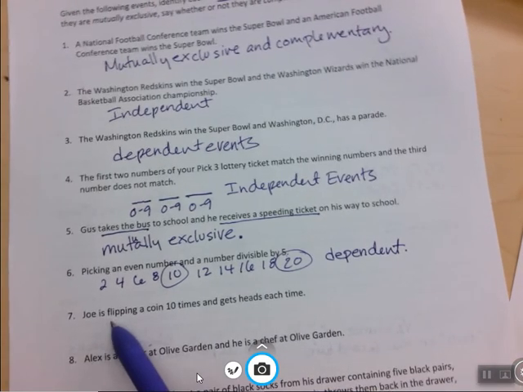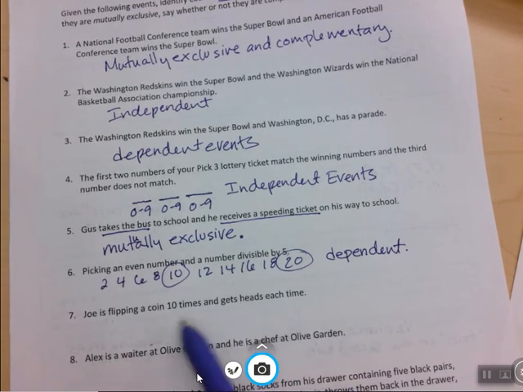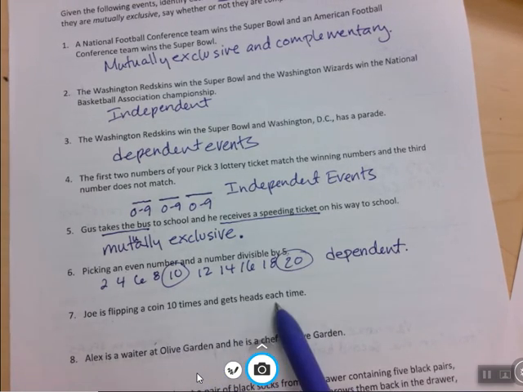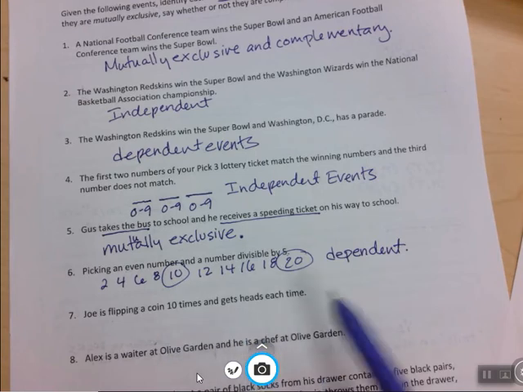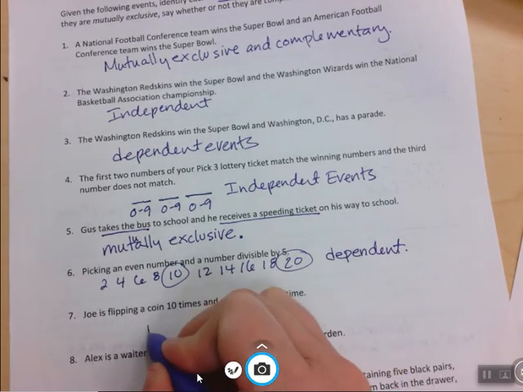Joe is flipping a coin 10 times and he gets heads each time. So that's very lucky to get a streak of 10 in a row, but each event is still independent of the one before it. So each time you flip a coin, that's independent.